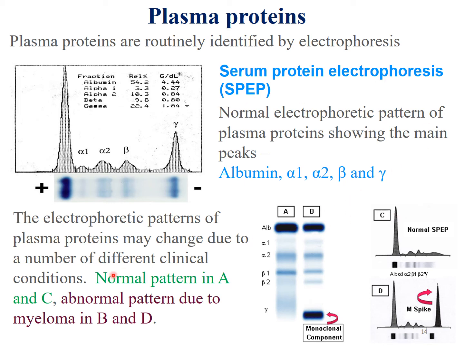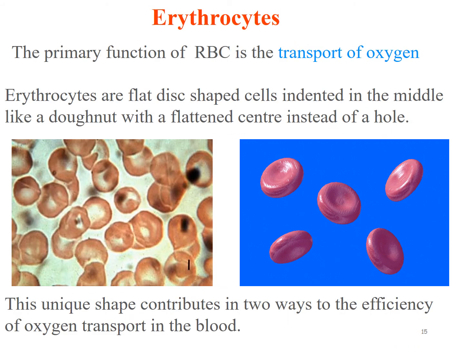While in the case of myeloma, or a type of blood cancer, you get to see the production of a lot more monoclonal antibodies, which is reflected in the peak of gamma subunits. So this procedure is very cheap and easy, but it reveals a great deal of information. And now let's move on to the cellular components of the blood.